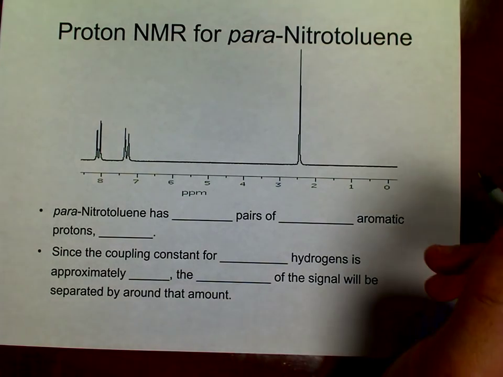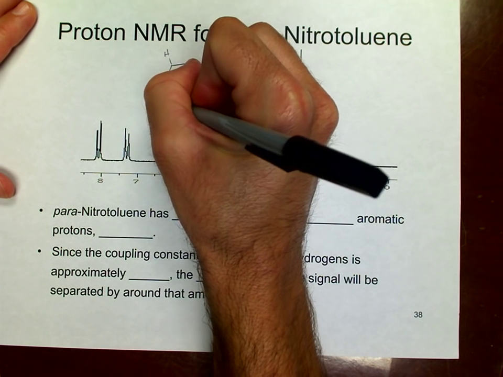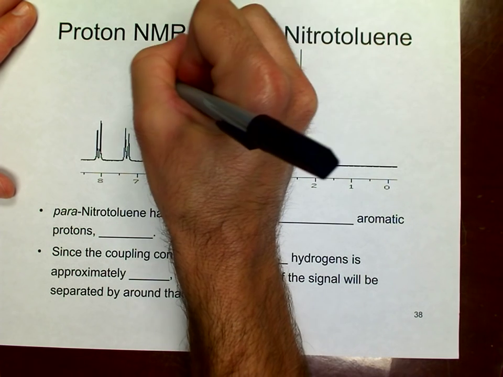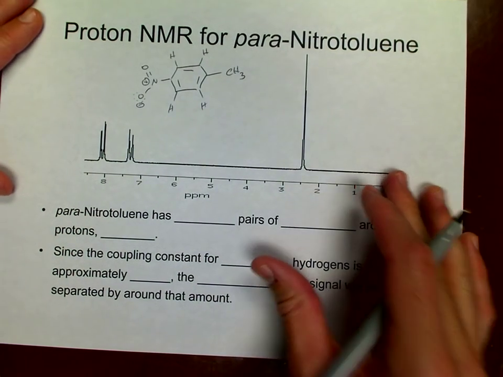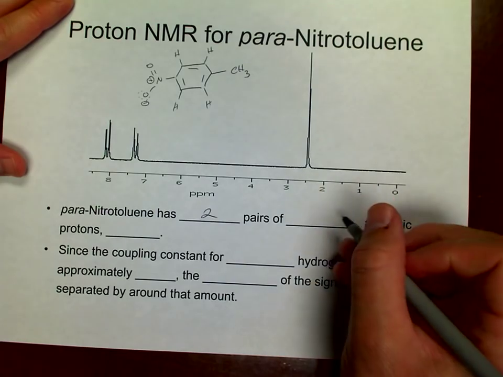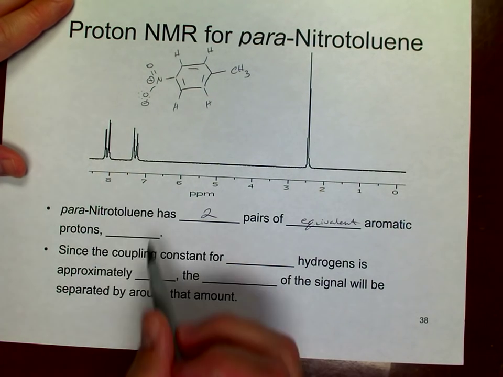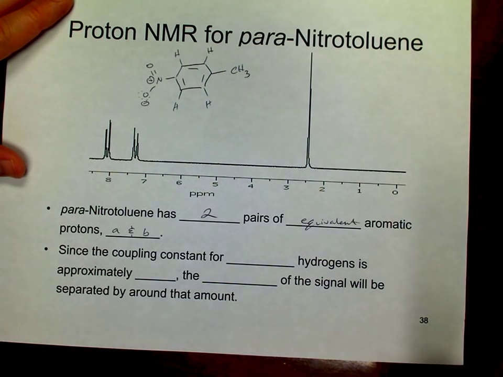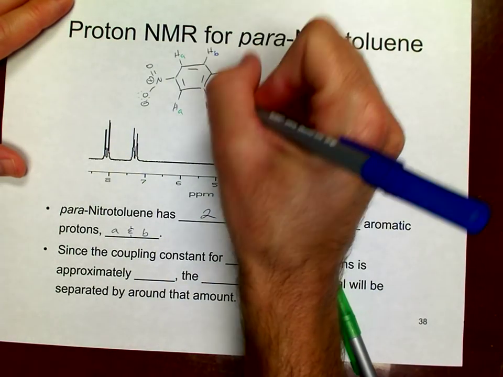Okay, so para-nitrotoluene. Para-nitrotoluene has 2 pairs of equivalent aromatic protons, and we see that because we have 2 signals here. So let's call them A and B. We'll call these A, and we'll call these B.